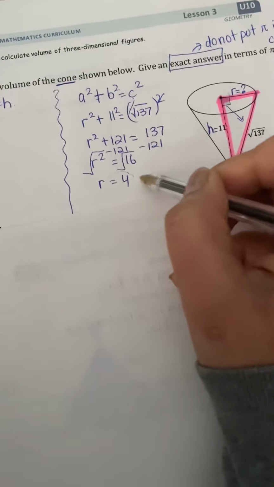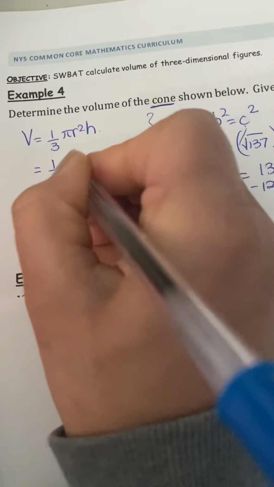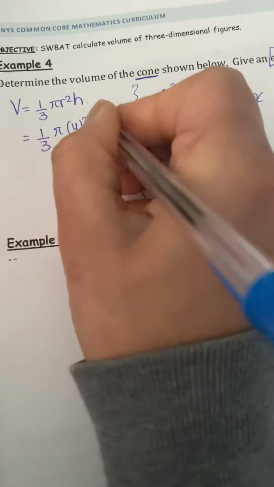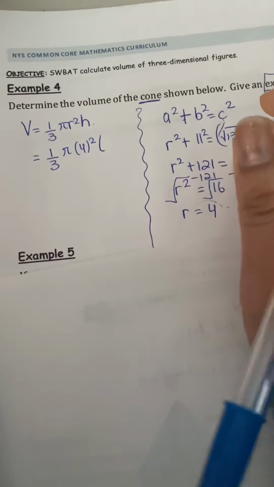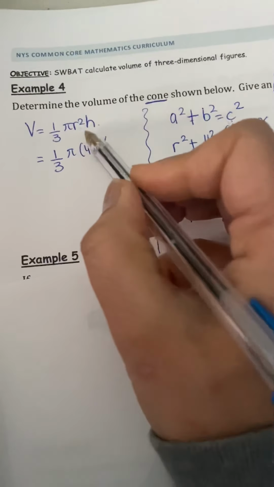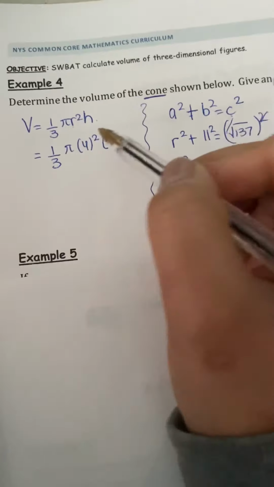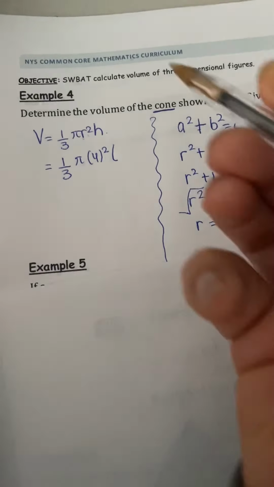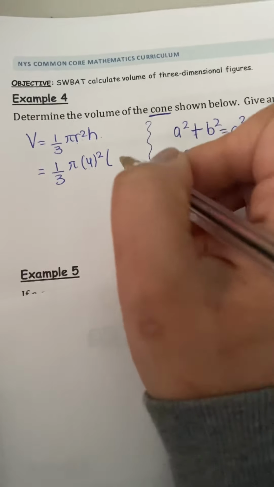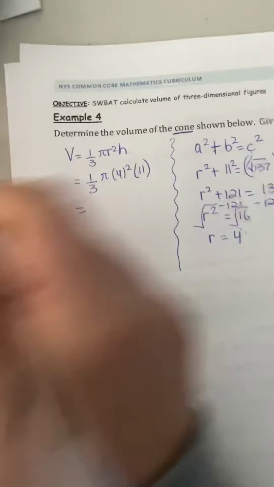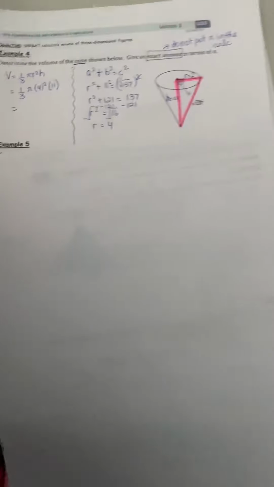Now, once you know your radius, all you're doing is substituting into 1 over 3 pi. What's my radius? We just found it. 4 squared h. Even if you didn't know to use the Pythagorean theorem, when you were substituting in, you should have encountered that you don't know your radius. How do I find it? Look at the picture. Luckily, the picture was given to you, right? And the height was what? 11.